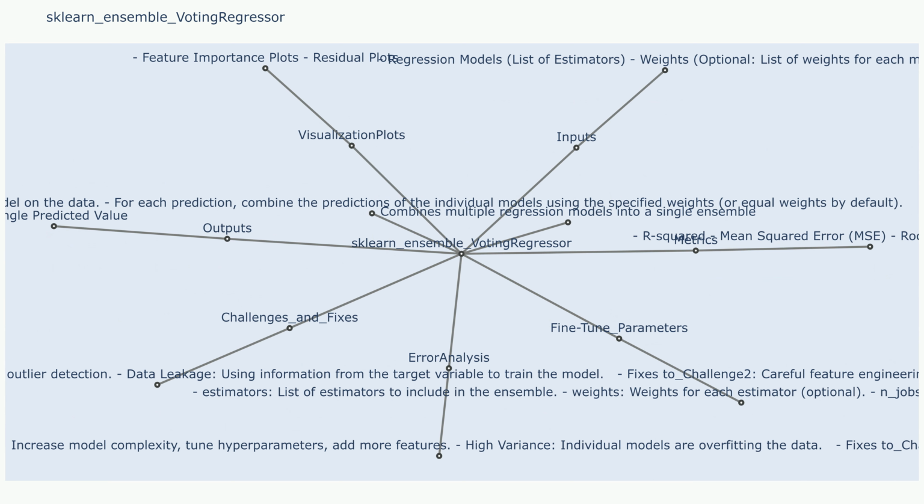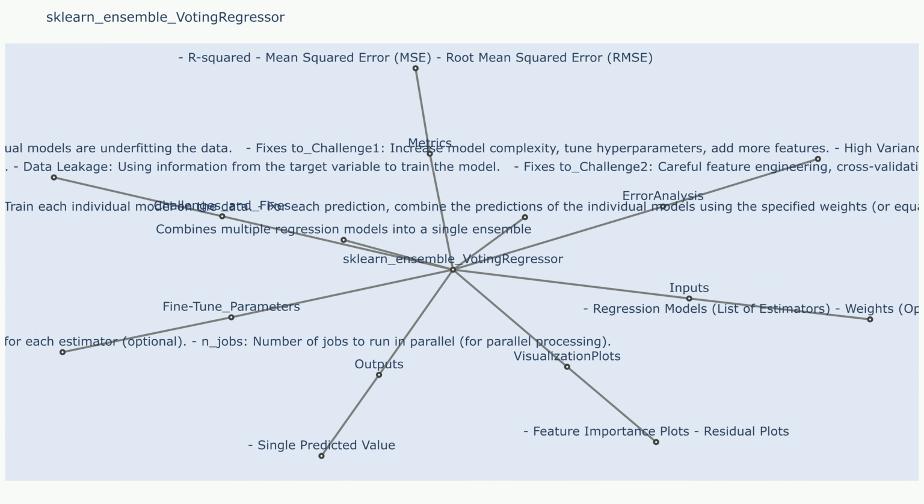Fixes to challenge 1: use regularization techniques, e.g., L1 or L2 regularization on the individual models to prevent overfitting. Utilize ensemble methods with built-in overfitting mitigation, such as random forests or gradient boosting. Consider using a validation set during training to monitor model performance and detect overfitting.